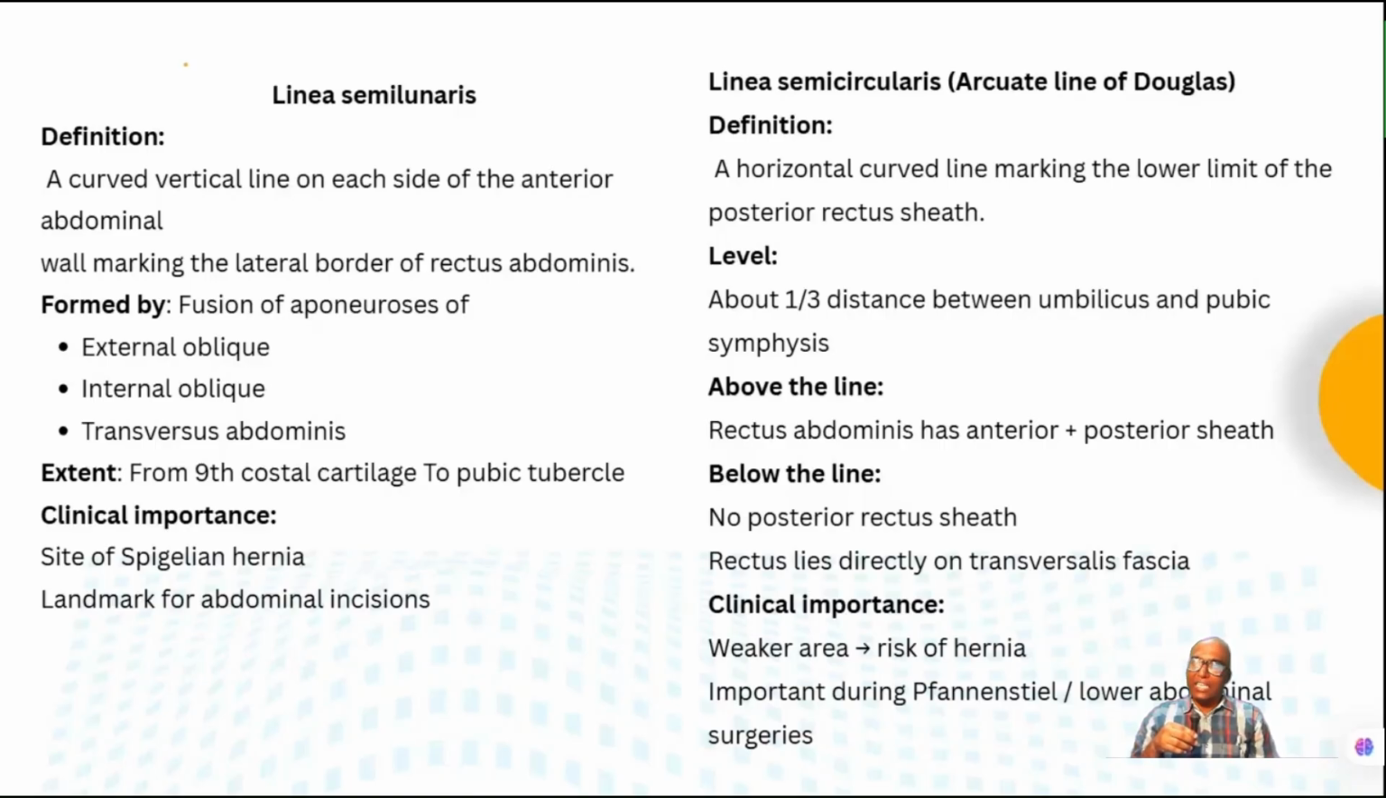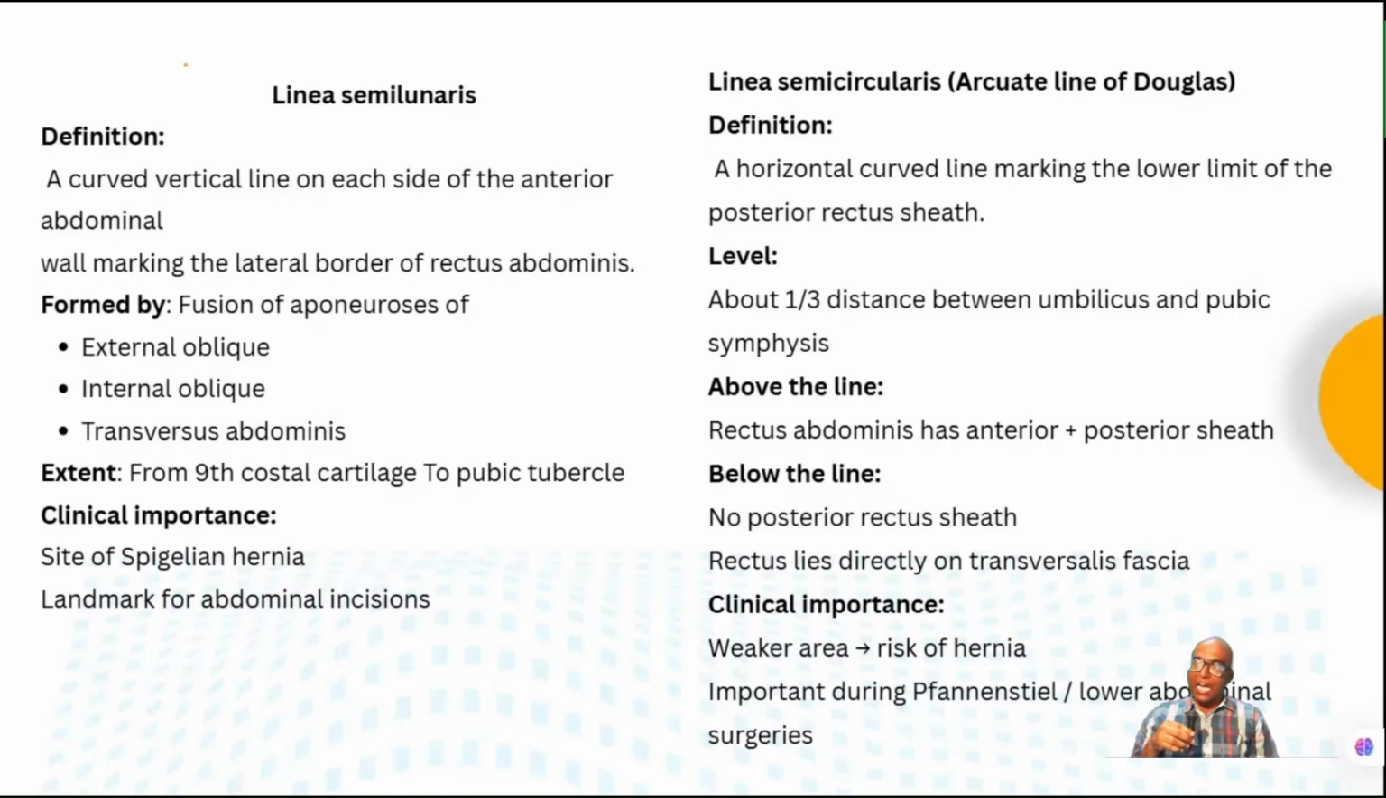Now let us come to the linea semicircularis, also called the arcuate line of Douglas. It is a horizontal curved line marking the lower limit of the posterior rectus sheath. We know that there is an anterior rectus sheath and a posterior rectus sheath. The posterior rectus sheath is deficient below, somewhere between the umbilicus and the pubic symphysis. Midway between that, the posterior rectus sheath is deficient. So the lower limit of the posterior rectus sheath is called the linea semicircularis.